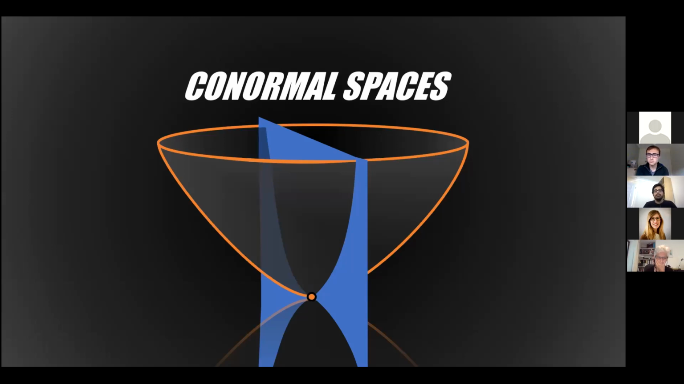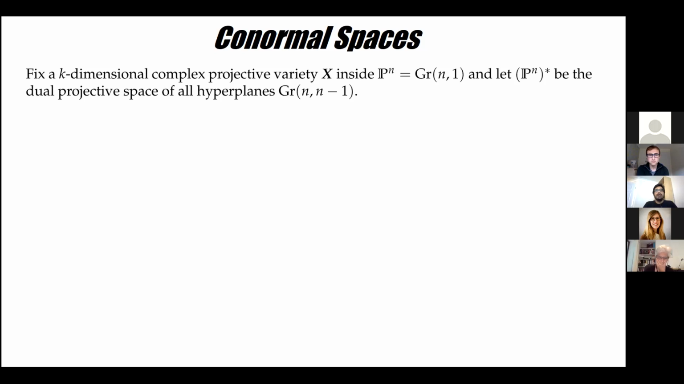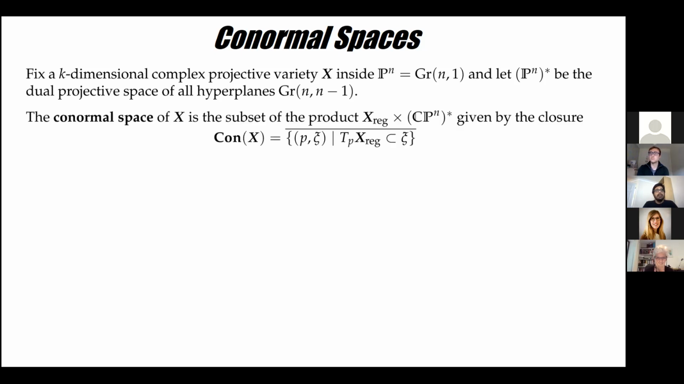So conormal spaces will do exactly that. We will mirror the construction of the Nash blow-up, but with a simpler object. That simpler object is the dual projective space of all hyperplanes, so n minus 1 dimensional subspaces of n dimensional space. So you take, again, your same projective variety X, and because it's a projective variety, it lives in P^n, and let P^n star be the dual projective space.